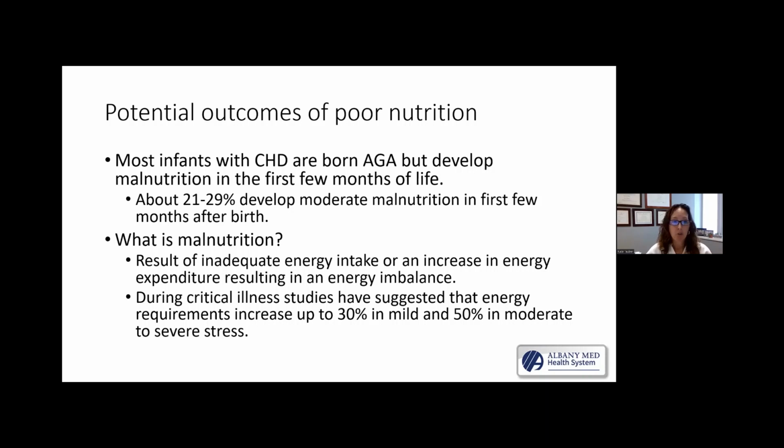So what exactly are we saying is malnutrition? It's really a result of inadequate energy intake or an increase in energy expenditure, resulting in an energy imbalance. And during critical illness, which most of these congenital heart defect kids are at, studies have suggested that energy requirements have an increase up to 30% in mild illness and 50% in moderate to severe stress in these infants. So it's really important to gauge how critical these infants are and how much extra nutrition they're needing above baseline.